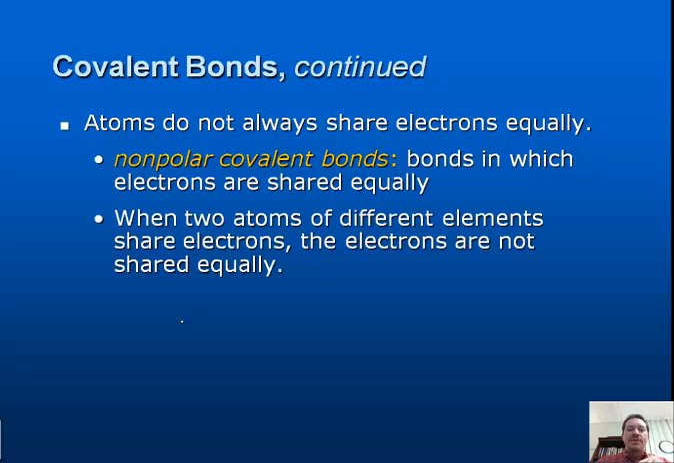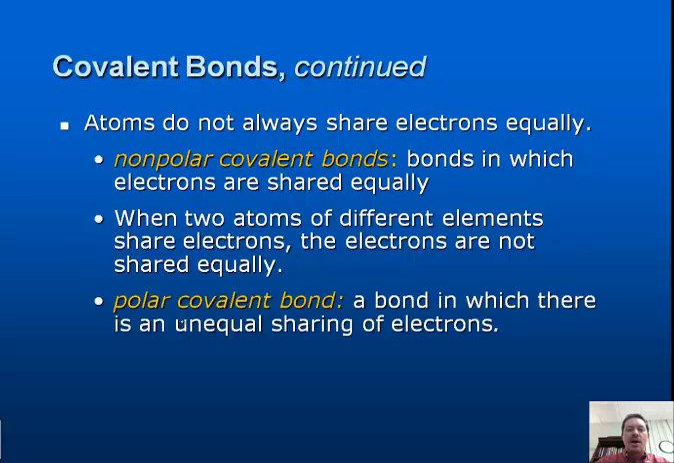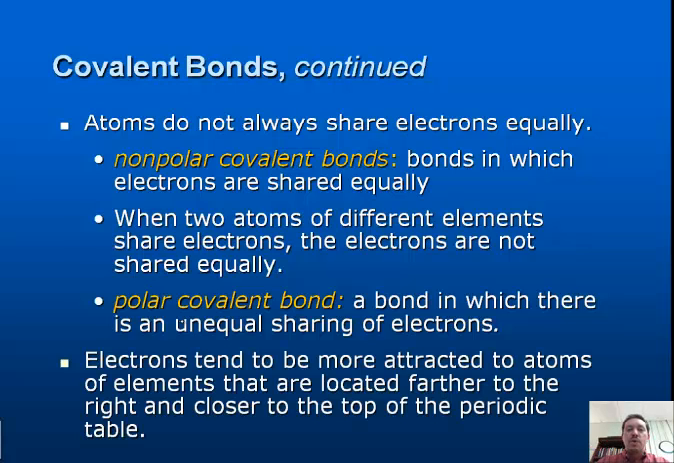When two or more atoms of different elements share electrons, the electrons are not shared equally. This is a polar covalent bond. This is when we have two atoms that are bonded together that are different. They're still covalently bonded, but because one has more of an attraction for the electrons than the other, we'll find the electrons more on that element or atom.